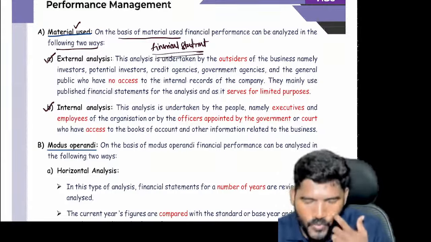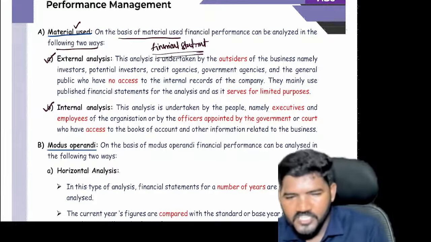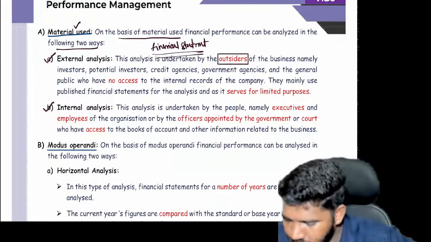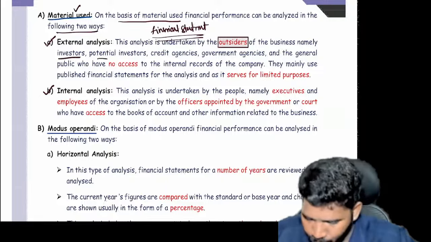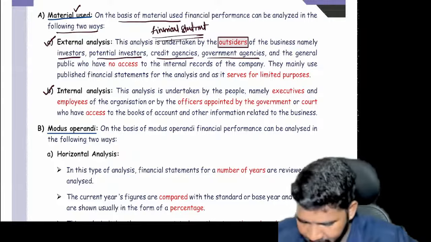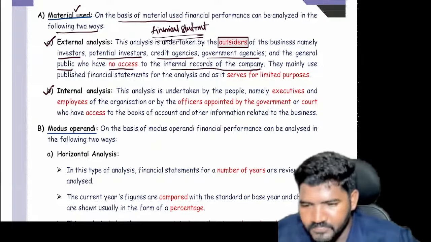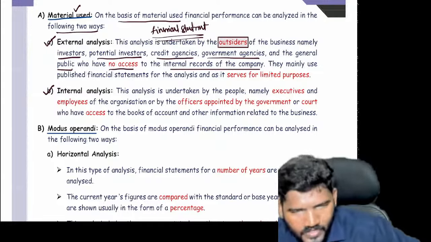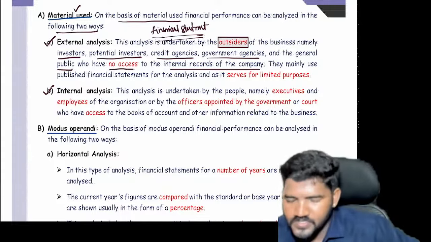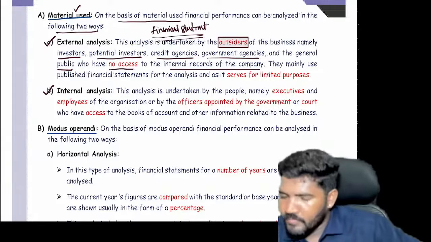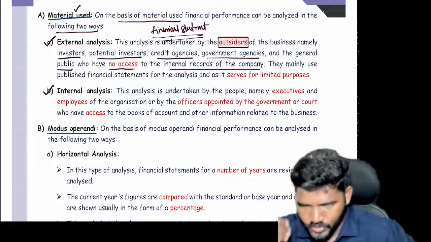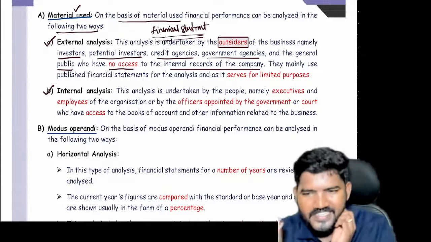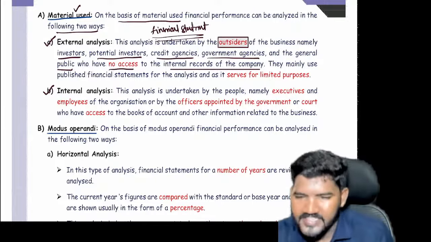External analysis means persons outside the company doing the analysis. Internal analysis means management persons within the company analyzing the financial statements. Guys, clear? External analysis is undertaken by outsiders of the business, namely investors, potential investors, trade agencies, government agencies, and the general public who have no access to the internal records of the company. They can access only financial statements like the P&L account, balance sheet, cash flow statements, changes in equity, and working notes. Why? Because every company shows these statements on their websites free of cost. It is not sophisticated or important information. It's generalized information, so in simple words, generalized analysis is also known as external analysis.